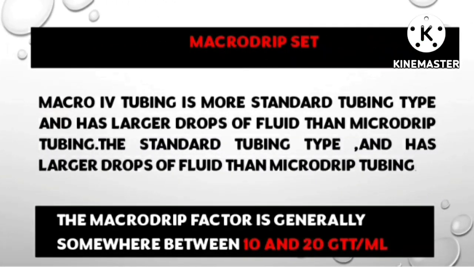Next, macro drip set. Macro drip set tubing is the more standard tubing type and has larger drops of fluid than micro drip tubing. The macro drip factor is generally somewhere between 10 to 20 GTT per ml.